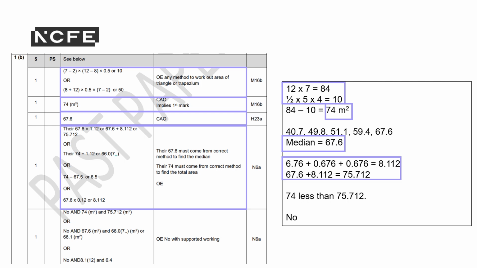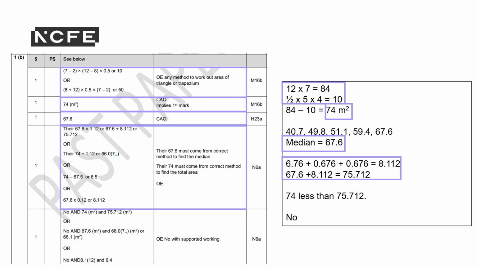Now for the next mark, let's have a little look. So what we have done is we've increased that median by 12%. And you can see here, this method will be 67.6 times 1.12. That would give us the answer. Or the adding together gives us the answer. Or another way of going about this would be to take the 74 and reduce that by 12%. So there's different ways of going about this. We're getting the mark because our method is accepted there, and we've reached the answer of 75.712.